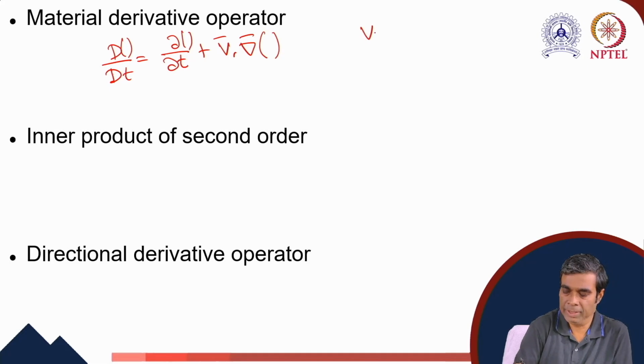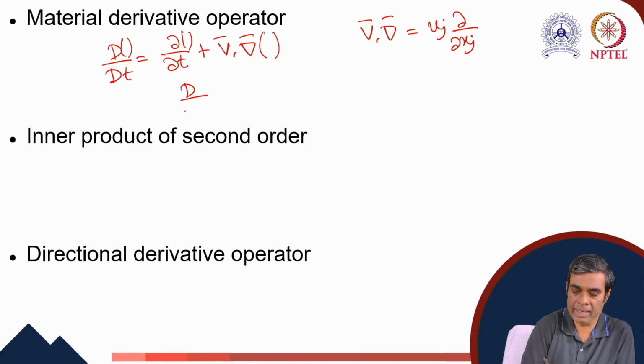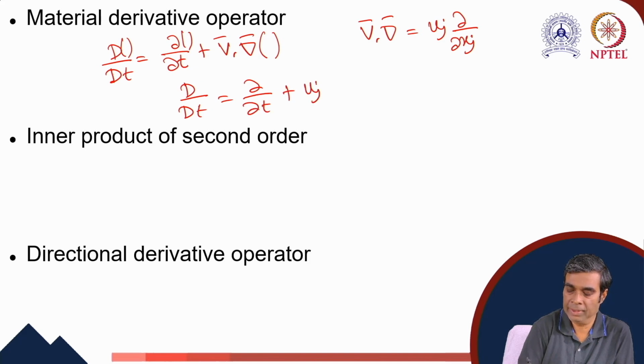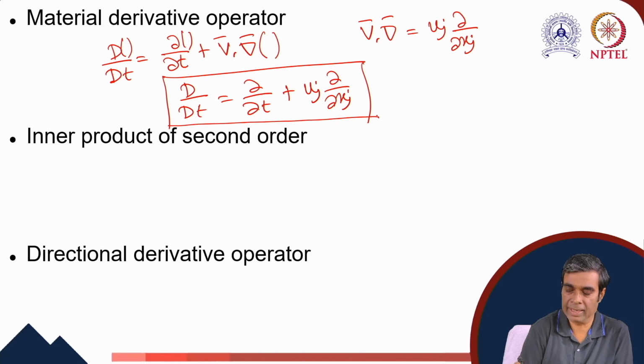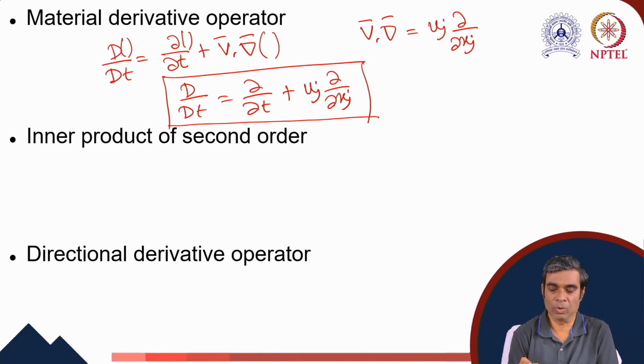So here this v bar dot del, the convective operator, we have already written as uj del/del xj. So if we combine, we can write the material derivative operator as D/Dt equals del/del t plus uj del/del xj. Now this operator can operate on a scalar or a vector. This is also known as the substantial derivative.